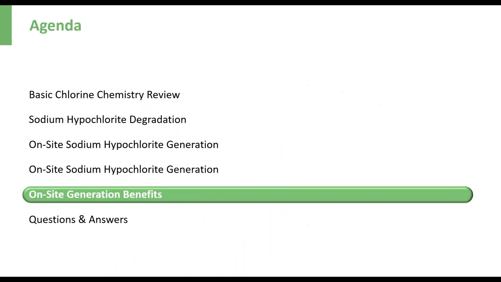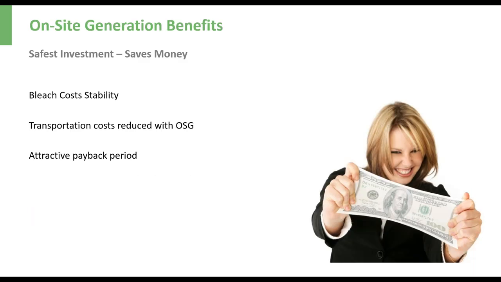So now the other area I really wanted to focus on is the benefits of on-site generation compared to chlorine gas or commercially available sodium hypochlorite. Let's talk about some of those benefits. There are three major benefits to on-site generation. It's the safest investment because of the bleach, or sodium hypochlorite, cost stability, the transportation, and it actually has an attractive payback when you really do a detailed analysis.